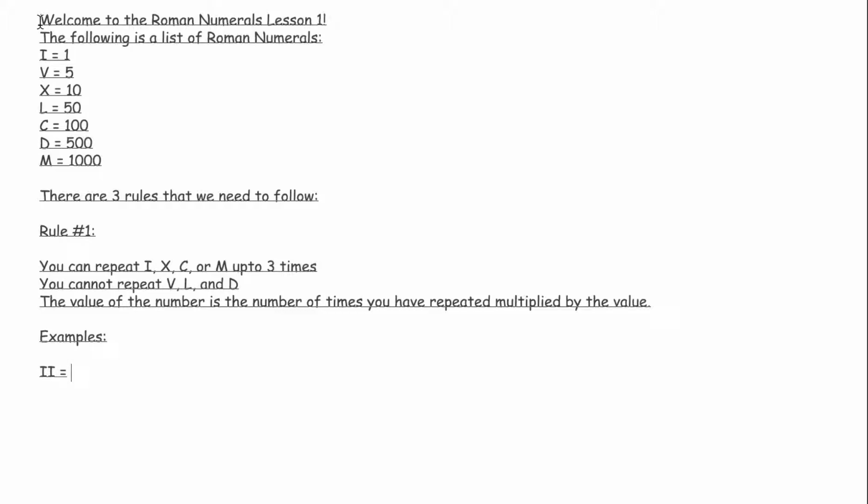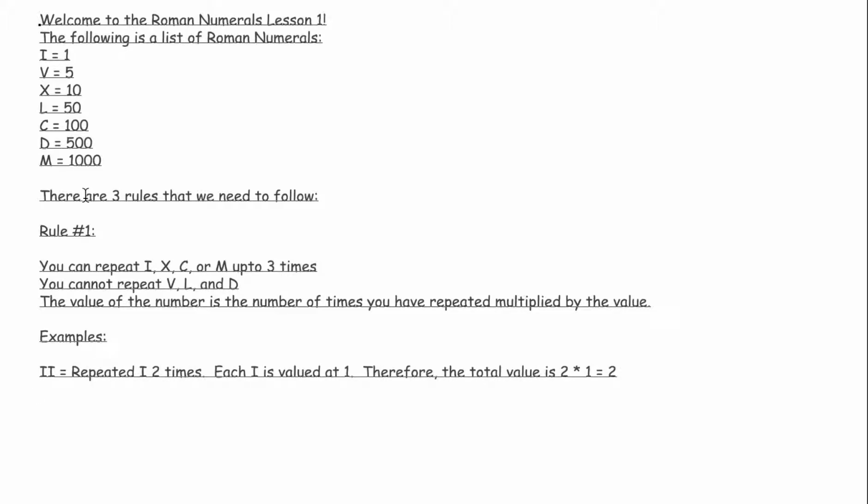Let's see what we've done. We have repeated I 2 times, and we also know, look at this table here, each I is valued at 1. Therefore, the total value is 2, which is the number of times you repeated I, times 1, which is the value of I, and the number is 2. So whenever someone says II in Roman, it means they are saying 2.